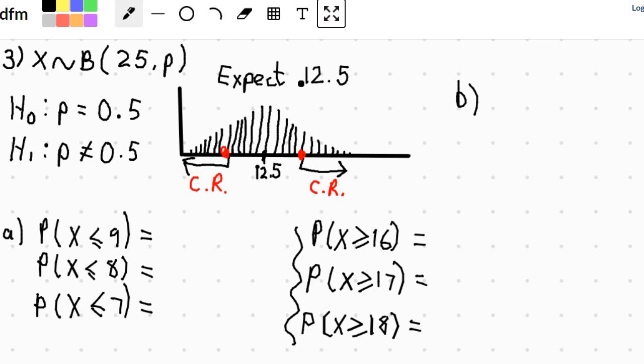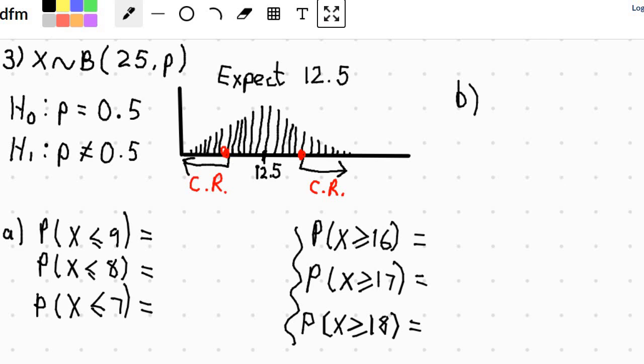I'd expect to get 12.5 successes out of 25. Remember, the expected value is n times p, so I'm expecting to get around 12.5. And then we've just got to find the critical regions, getting as close as possible to 2.5%. Okay, so I've started these off for us.